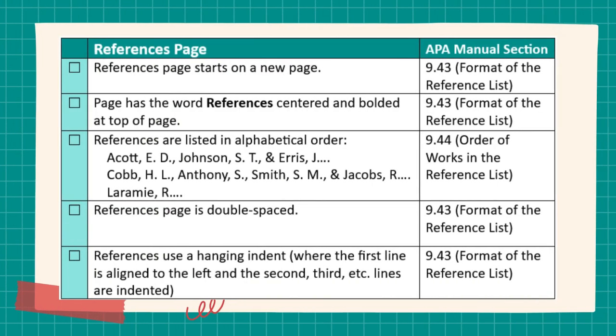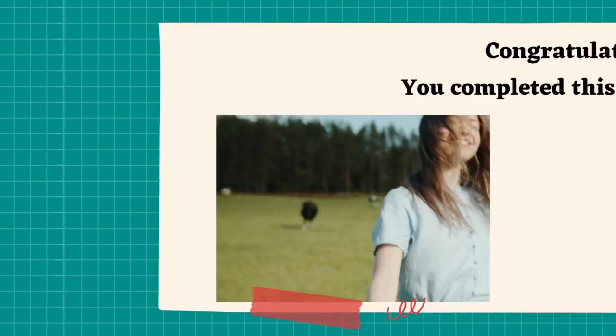So let's look at that checklist one more time. Do your references start on a new page? Does it have the word references centered and bolded at the top? Are the references listed in alphabetical order? Is it double spaced? And do you use a hanging indent where the first line is aligned to the left and the remaining are indented? If so, then your references page should be formatted correctly.